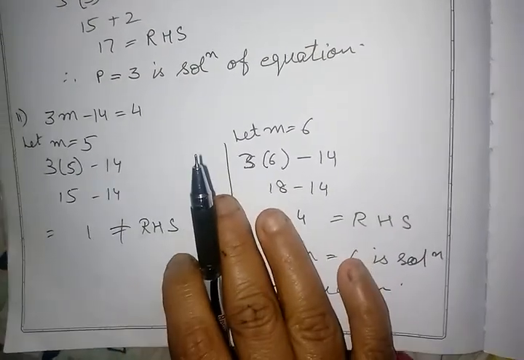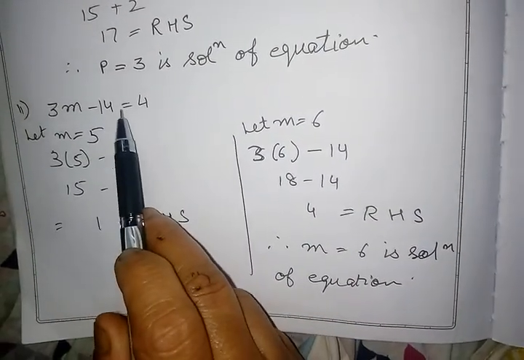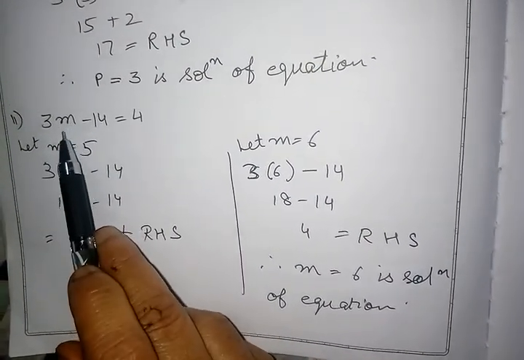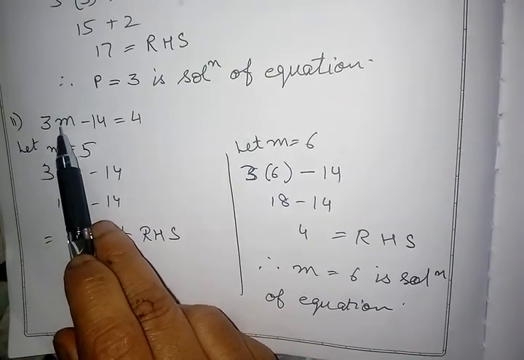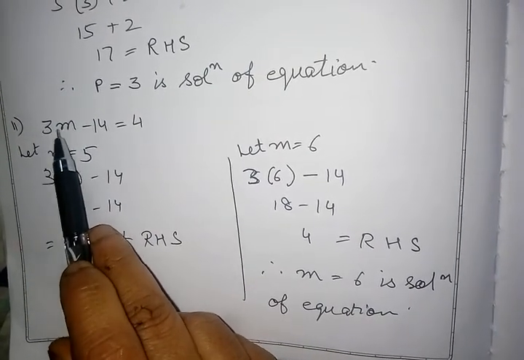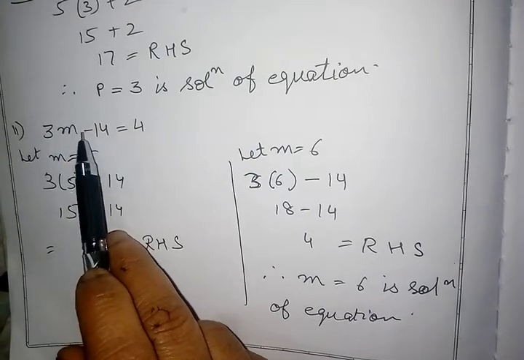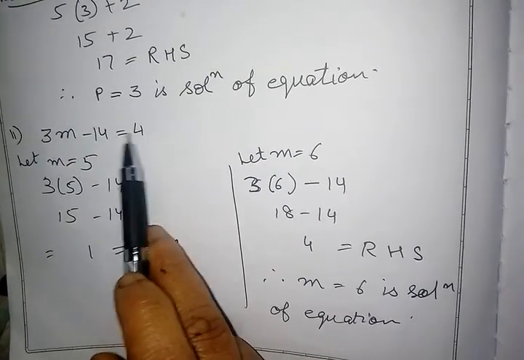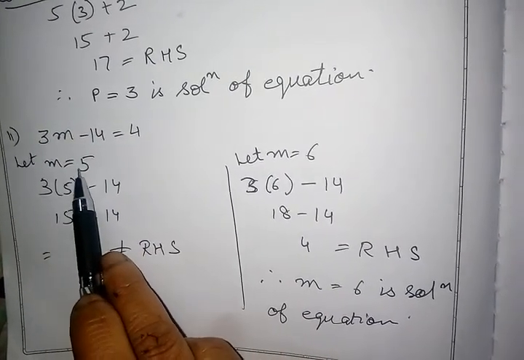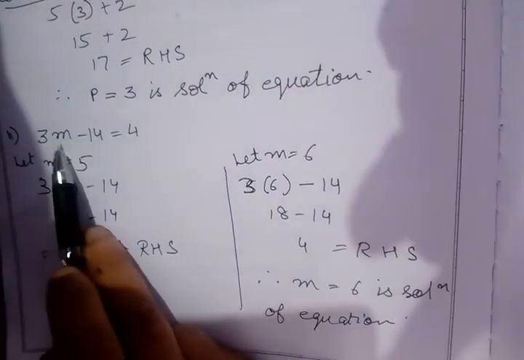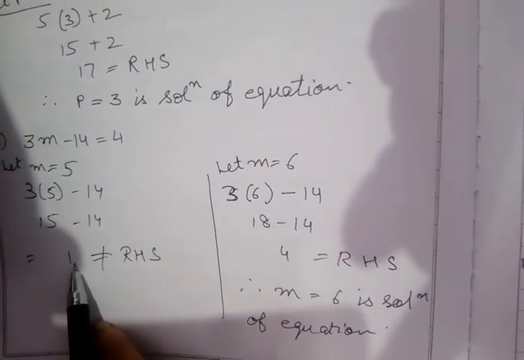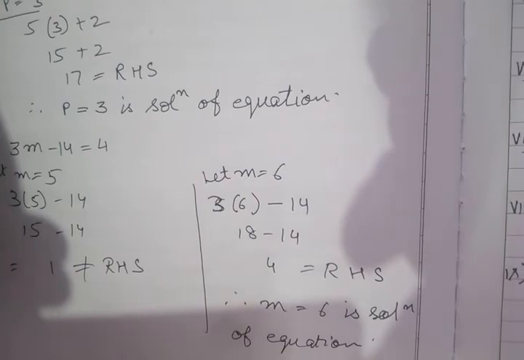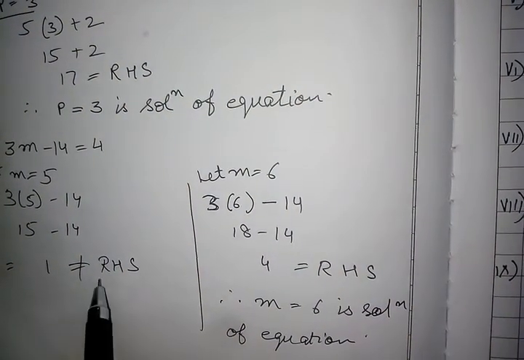So our next equation is 3m minus 14. Now just directly I have done 3. Suppose I take 4, 3 4s are 12. 12 minus 14 is minus 2, not equal to 4. So I took m equal to 5. 3 5s are 15 minus 14, 1. That is also not equal to the right hand side.